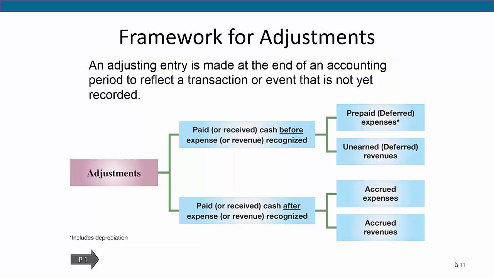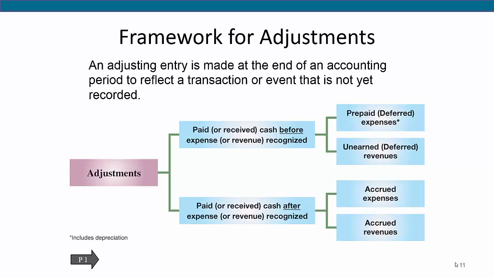Companies make adjusting entries at the end of an accounting period to correct their accounts for transactions or events that are not yet recorded. Rather than give you an endless list of examples, I'd rather you think about grouping adjustments based on the timing of cash receipts or cash payments in relation to the recognition of related revenues or expenses. There are two broad categories of adjustments. The first is when we pay or receive cash before the expense or revenue is recognized.